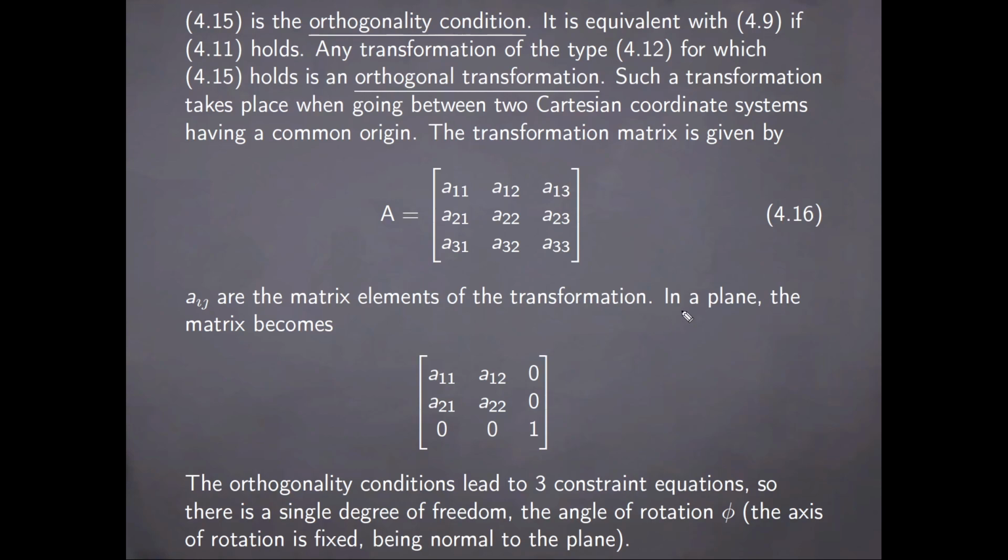As an example, if we rotate in a plane, the matrix simply becomes the form given here. Clearly what we are saying is that we are rotating about an axis that is normal to the plane. And so the orthogonality conditions here will lead to three constraint equations, which are straightforward to see by applying the general condition. So there is a single degree of freedom, namely the angle of rotation phi, which follows from the fact that the axis of rotation is fixed, being normal to the plane.